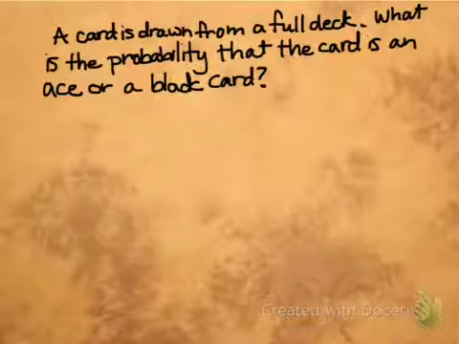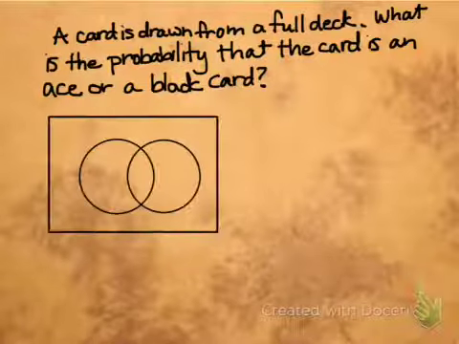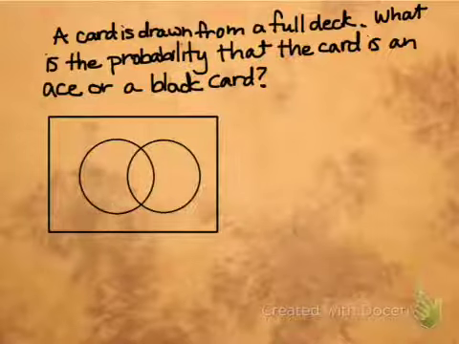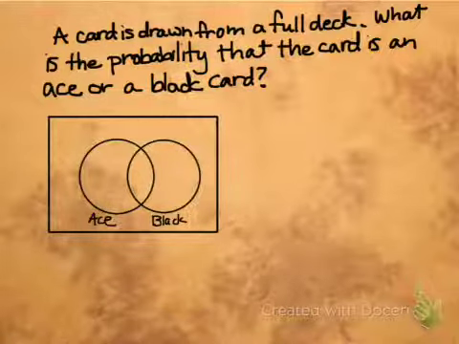Okay, a card is drawn from a full deck. What is the probability that the card is an ace or a black card? If we were going to draw a diagram of this, we have 2 circles and they do overlap. First of all, one circle represents all of the aces in the deck. The other circle would represent all of the black cards in the deck.